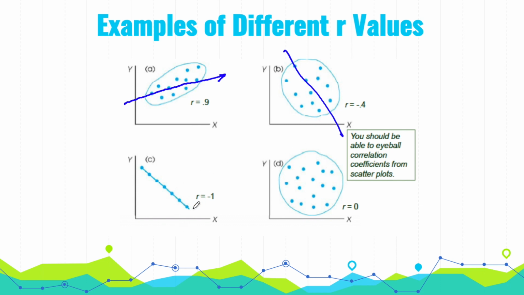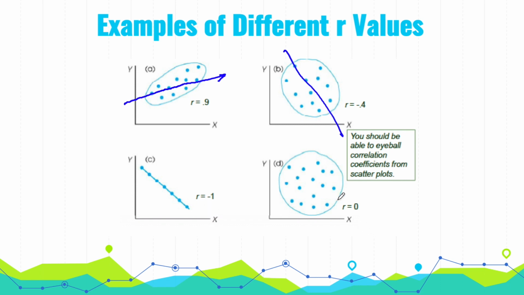Here is a perfect negative correlation. See how every dot perfectly lies on one straight line that's decreasing, as X values increase, the Y values decrease? So R is -1 exactly in this case.